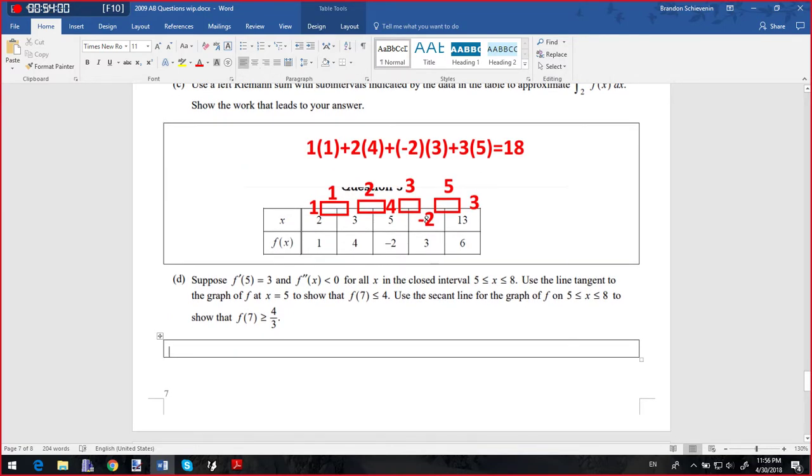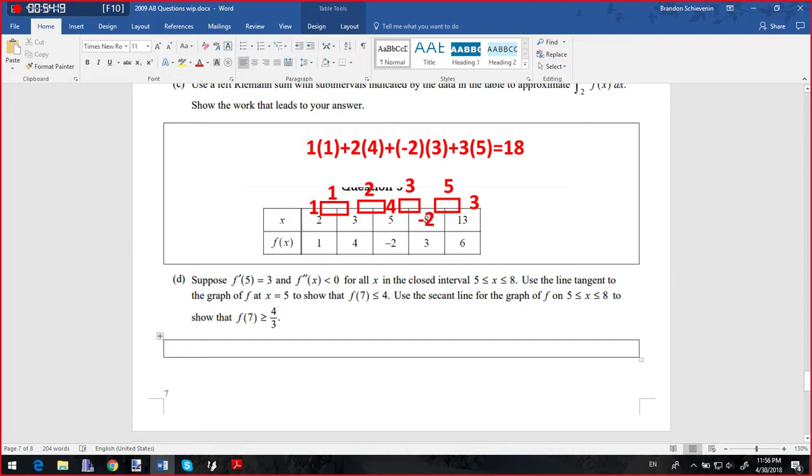We're told that the derivative at 5 is 3, and we are concave down on the closed interval from 5 to 8. I want to use the line tangent to the graph of f at x equals 5 to show that f at 7 must be less than or equal to 4. Okay, I'm going to stop there. We'll do the second part after that.